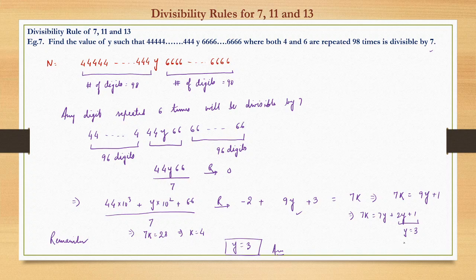Can we have another value of y? Let us see. Then the next value would be 10. Then only 2y plus 1 should be a multiple of 7. So first at y is equal to 3 we will get, then at y is equal to 10 we will get, right? So 10 cannot be possible because y has to be a single digit number. So y is equal to 3 is the only answer, right? This part we can remove.